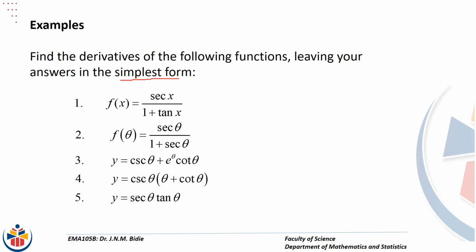Now, for the first one, quotient rule. So it will be the denominator up, which is 1 plus tan x, multiplied by the derivative of sec x, which is sec x tan x. So you have 1 plus tan x in brackets into sec x tan x. That is your first term, minus sec x into the derivative of 1 plus tan x, which is sec squared x. All of this is divided by 1 plus tan x all squared, and you simplify.